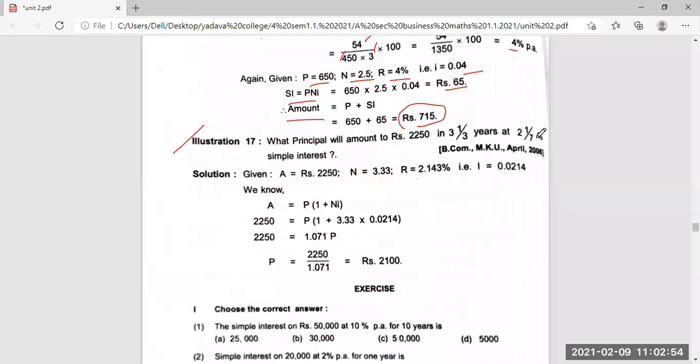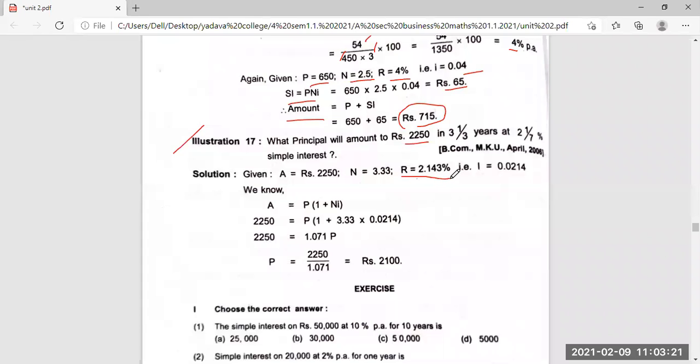Same, 3 1 by 3, 2 1 by 7 years, they are finding how much it will be. Okay, so for the first, the amount is 2250, N is 3.33, R is 21 by 7, which is converted into 1.47. Okay, after doing that, they convert this, 0.0214 gets converted.